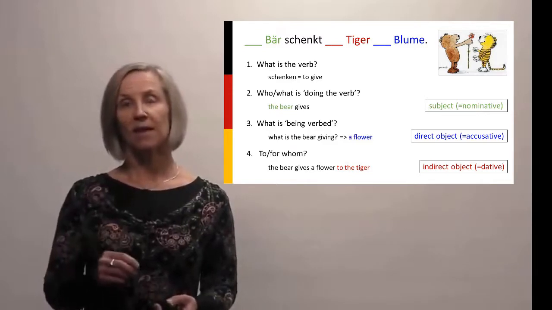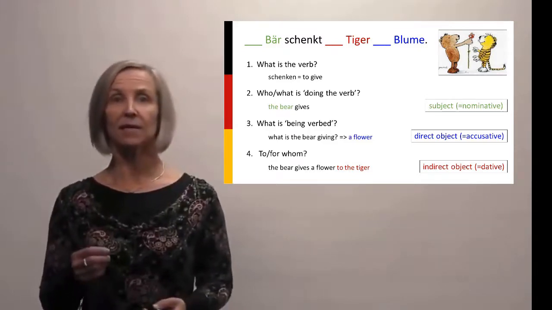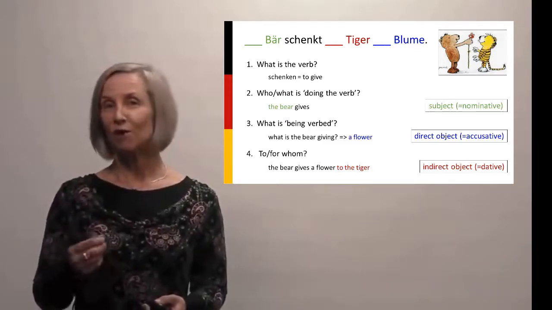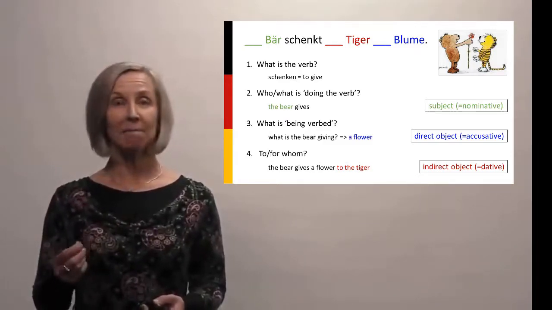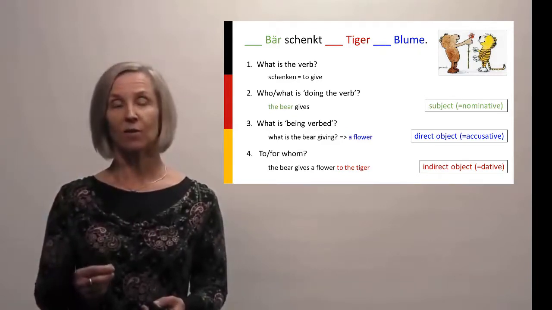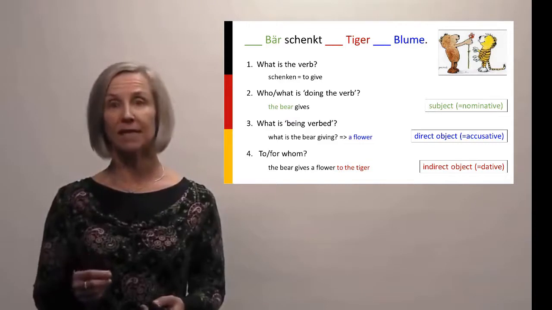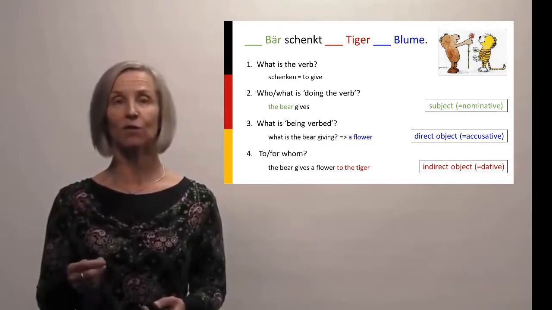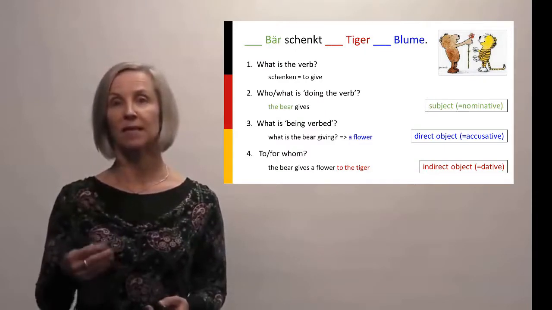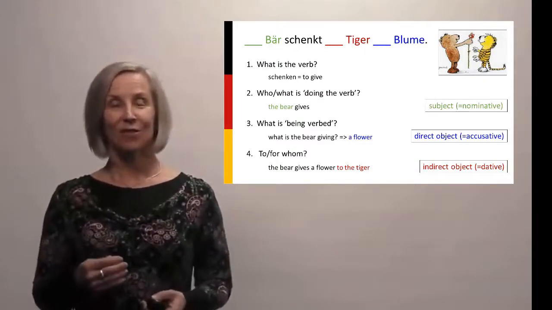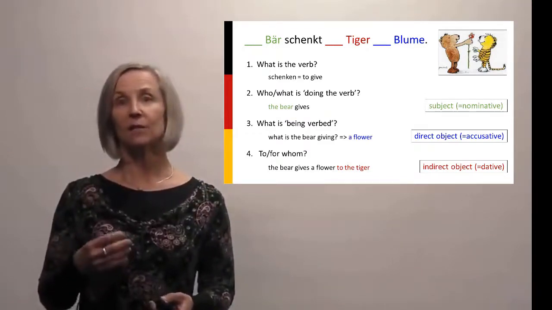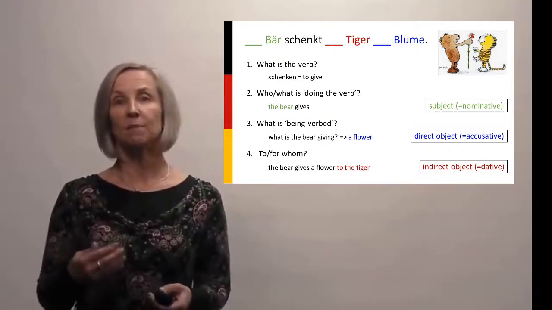So the bear then is going to be the subject, and that means the bear must be in the nominative case. If we know, or if I tell you that bear is a masculine noun, then you're going to know that the article that is missing is der. Masculine nominative definite article, der Bär. Der Bär schenkt. So the bear is giving. The third question then is what is being verbed, or in this case, what is being given? What is the bear giving?